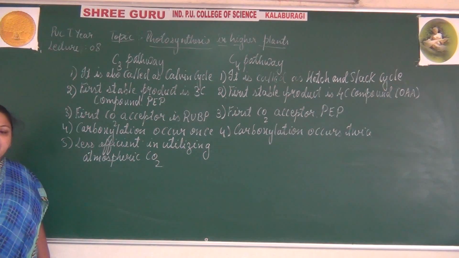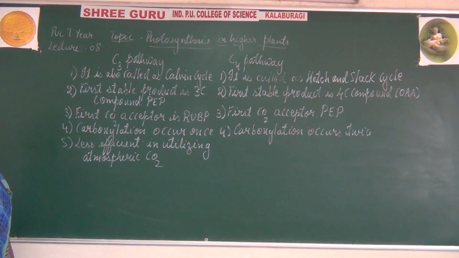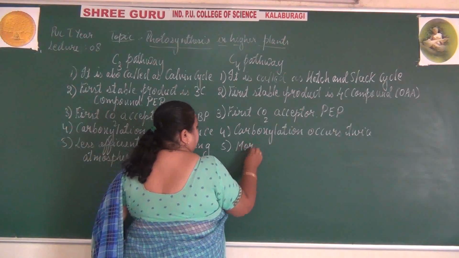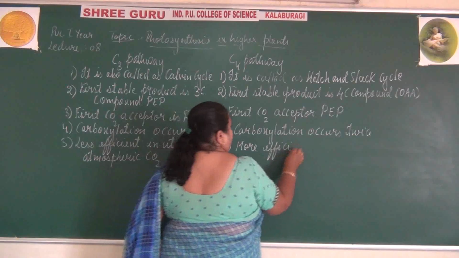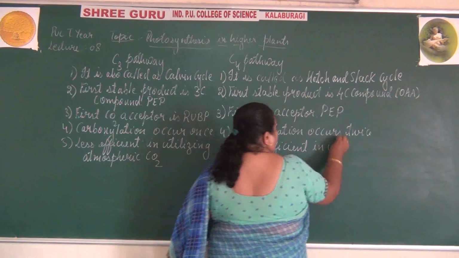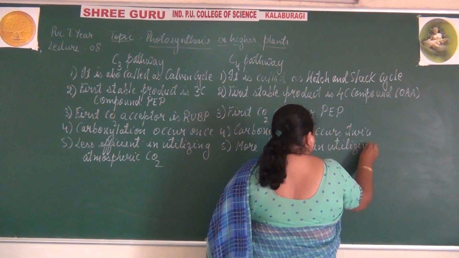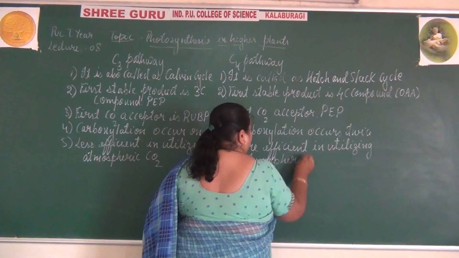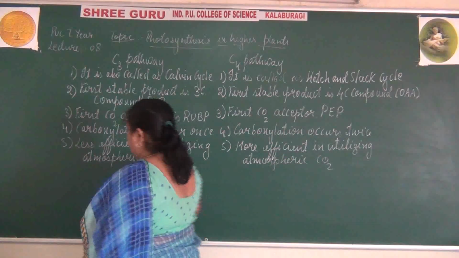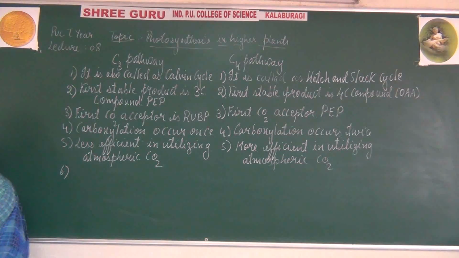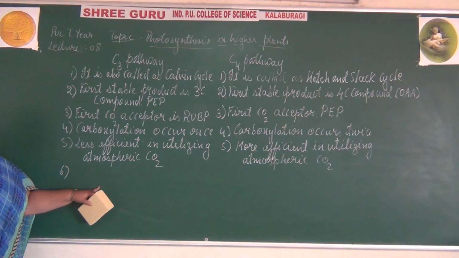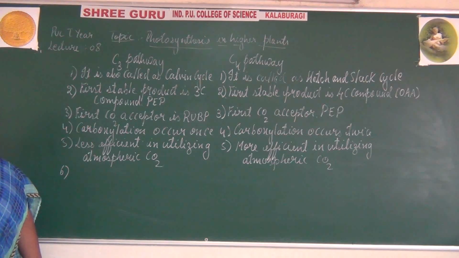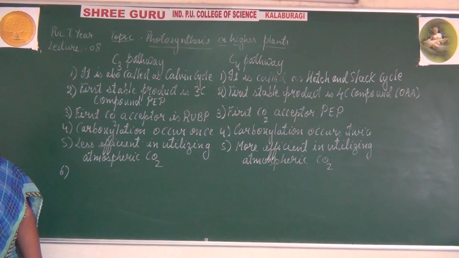They are less efficient in utilizing the atmospheric carbon dioxide, while C4 plants are more efficient in utilizing the atmospheric carbon dioxide.